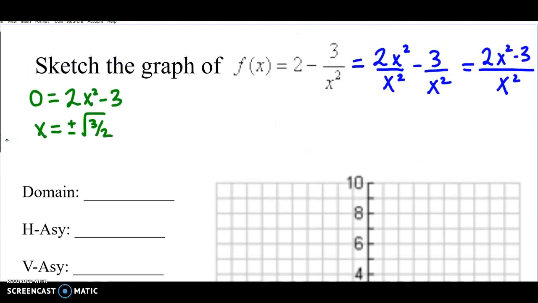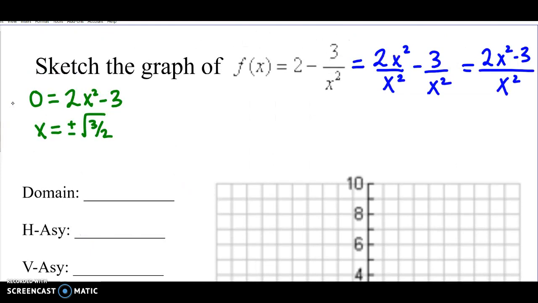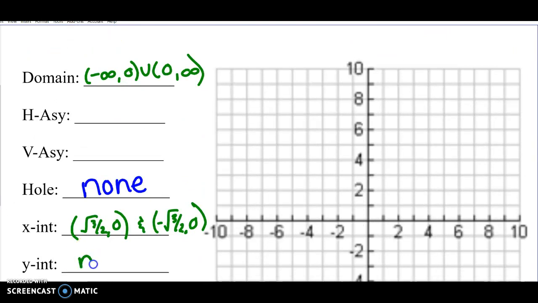For my y-intercept, we're plugging in 0 for x. If I do that here, notice that we get undefined, which brings us to needing to identify our domain. So let's do that right now. Our domain: what is the number that would make this undefined? 0. So our domain is negative infinity to 0, union 0 to infinity, which is why we don't have a y-intercept.